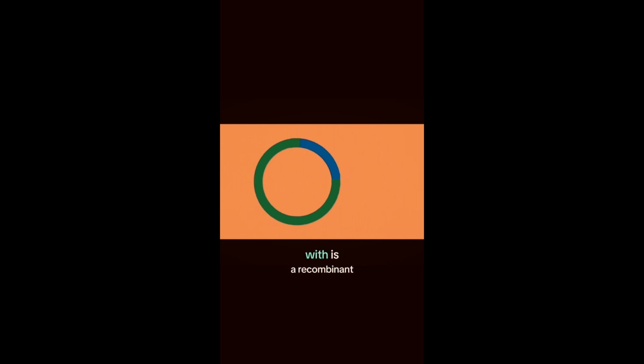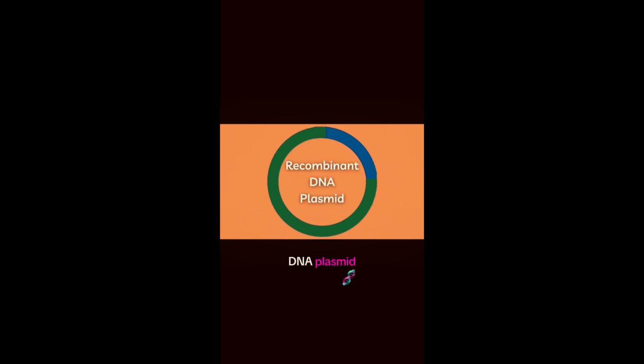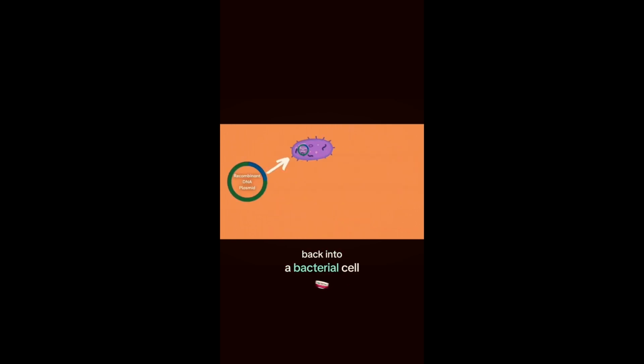What we are left with is a recombinant DNA plasmid, which can be inserted back into a bacterial cell for cloning or into a mammalian cell for transfection.